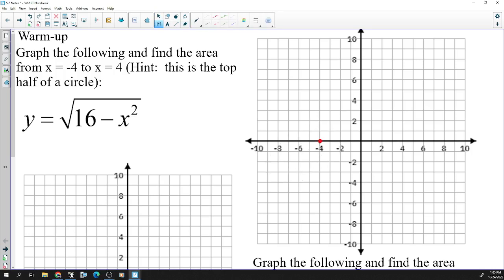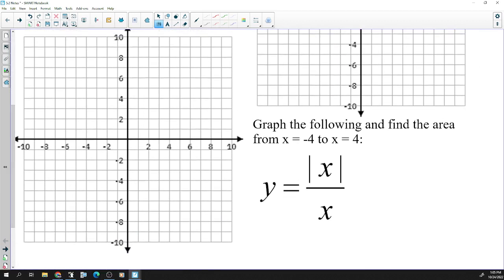So here, we got here, and we got here. So that is very roughly the graph. And we're trying to find the area under the curve, which is a half a circle. So it's a half a circle with a radius of 4. So half of 16 is 8. So the area is 8 pi.